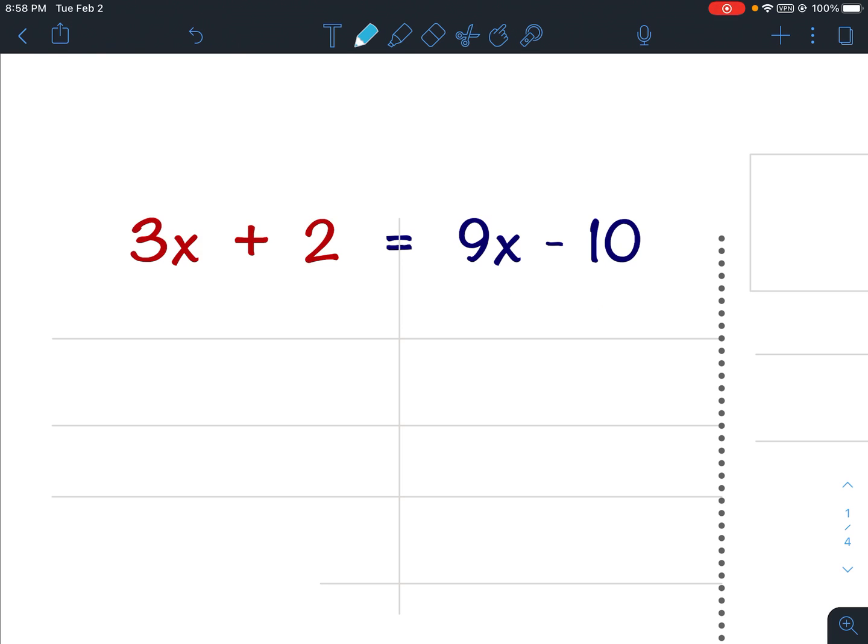Step 3 is get your variable terms to one side and your constant terms to the other side. I've got variable terms on both sides and constant terms on both sides. So it really doesn't matter where you move what. I like my variable on the left, so I'm going to move my 9x to the left. Since it's a positive 9x, I'm going to subtract 9x from both sides.